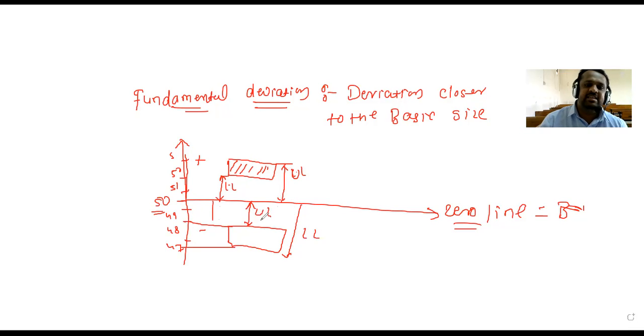Okay. In this condition, you can observe here. What is meant by the fundamental deviation? Fundamental deviation is nothing but the deviation which is closer to the basic size. Tell me here, for this tolerance zone, what is the fundamental deviation? That lower deviation is the fundamental deviation.